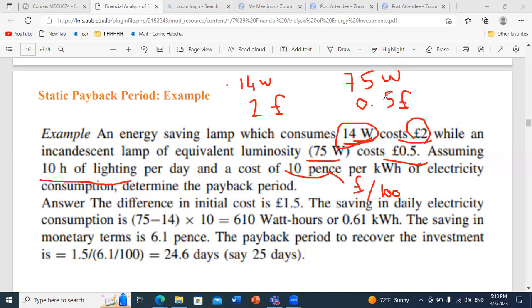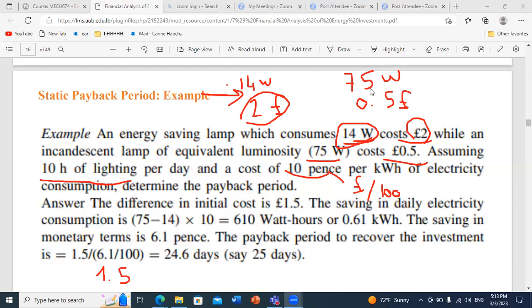So we want to decide on the difference between the two. If I want to use this lamp, I should pay more, £2. So the initial investment difference is the initial cost that you will consider. Because you are comparing these two, the difference in initial cost should be taken into consideration, and the time needed to cover this difference will give you the static payback period. So instead of paying 0.5, I will pay 2. So I am investing an additional 1.5 pounds.